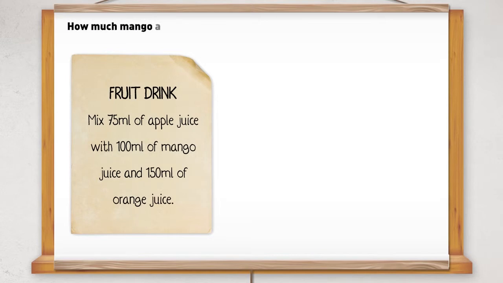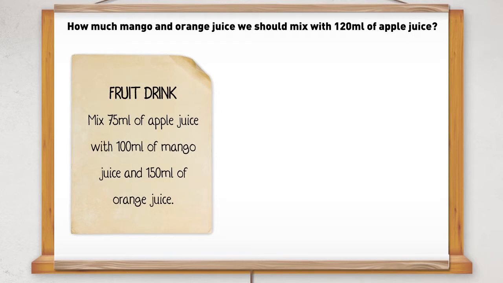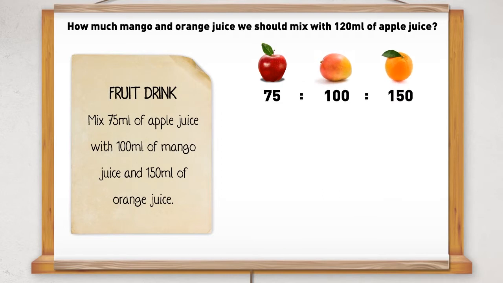We want to find out how much mango and orange juice we should mix with 120 millilitres of apple juice. Normally, the best way to approach these types of problems is to write the original recipe as a ratio in its simplest form. To write it in its simplest form, we need to find a number that will divide exactly into 75 and 100 and 150. 5 divides exactly into all three numbers, so 75 divided by 5 is 15, 100 divided by 5 is 20, and 150 divided by 5 is 30.